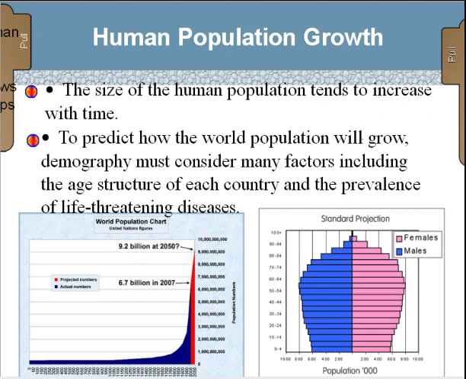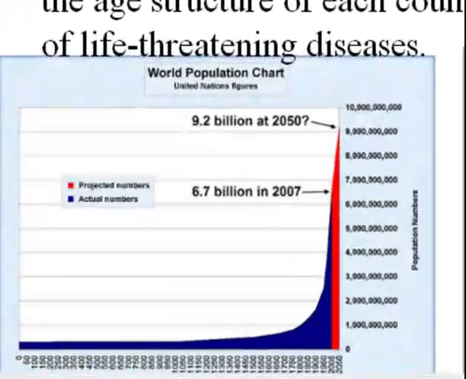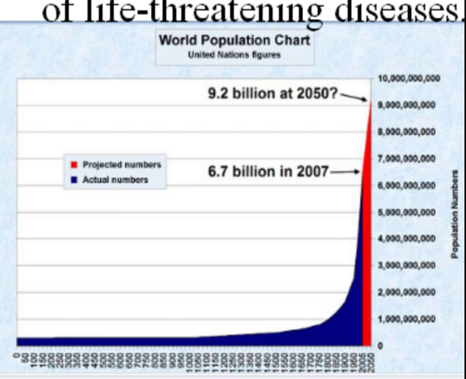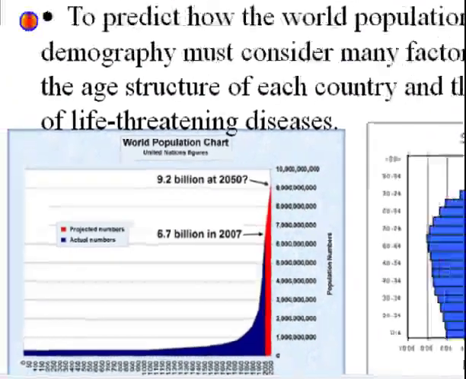Specifically, the human population tends to increase with time, and a lot of that is because as humans, we have access to resources to be able to survive. Most of us have access to food, to water, medicine, technology. All of those things have allowed us to be able to survive longer over time, and thus it increases our overall population.